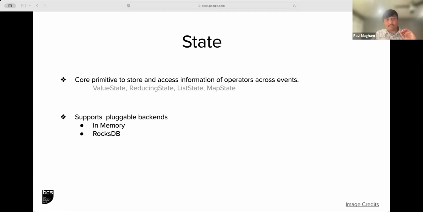There's value state, where you can put in the last known value of a particular event. Say, for instance, you want to know when was the last time this user logged into the system. That could be a value state, and that could be persisted for eternity. As long as the job is running, you would always know the last known state of a user. List state is where you could just keep adding elements to a list, and it can grow.